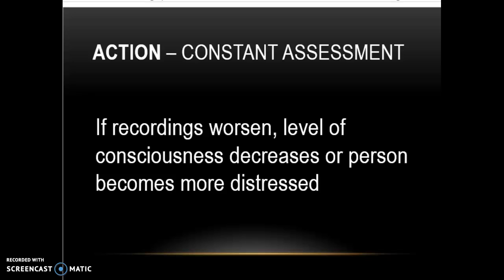If recordings worsen and the level of consciousness decreases, or the person becomes more distressed, then you need to call a 777. It is an emergency call.